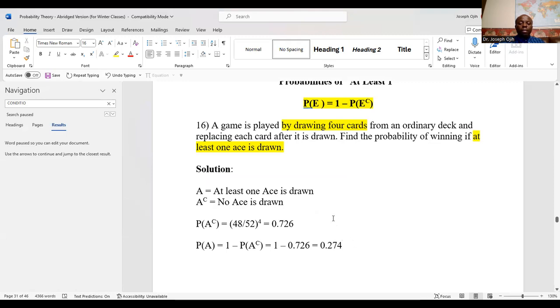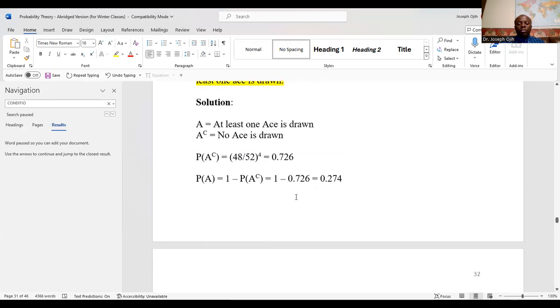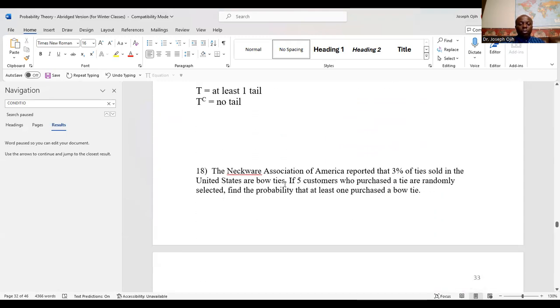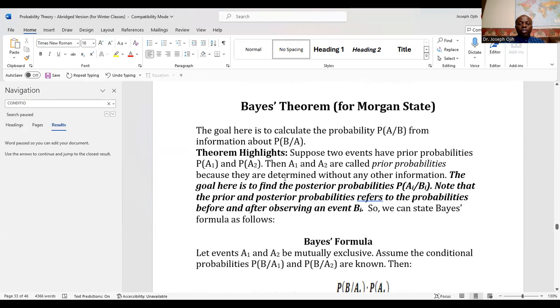So that's how we do this at least probability. You can try some examples I have here for you. Let's go to the final topic, which is Bayes' theorem.